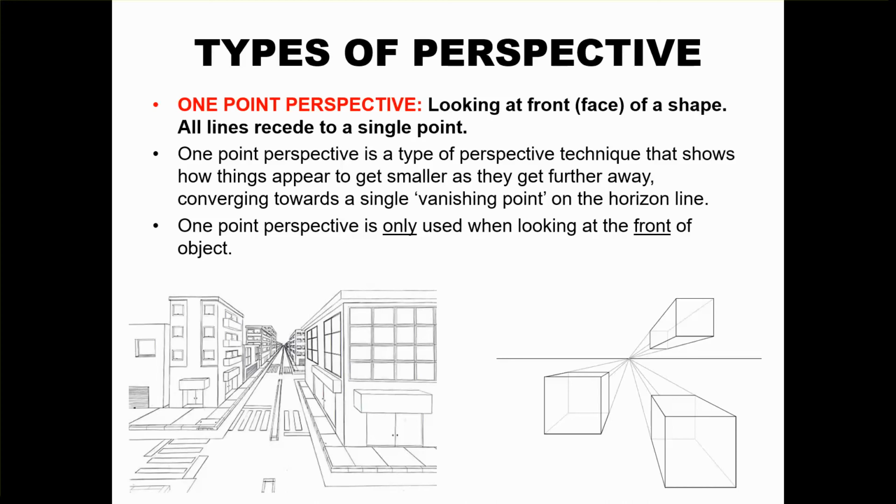So if you look at the drawing, bottom left, of the city, you can see how we can see the front of the buildings, and then the sides of those buildings converge to that one little point in the far distance. Same thing with the geometric shapes bottom right. You can see how we see the front or the face of those shapes, and then the sides converge to that 1 point in the distance.